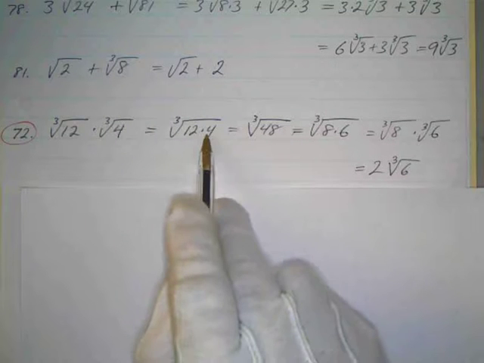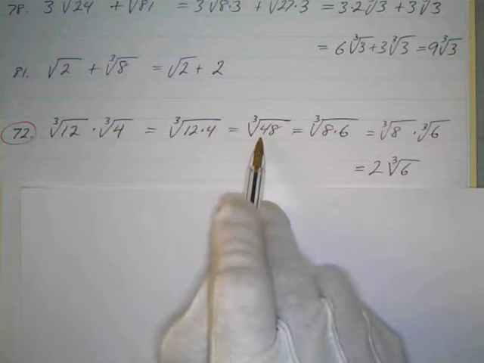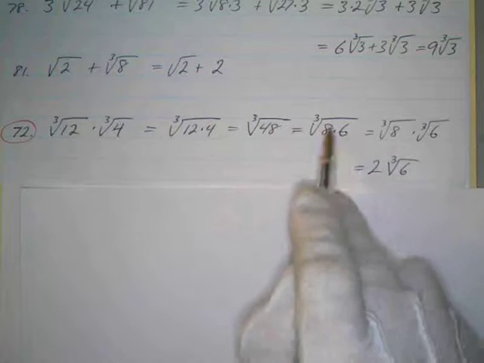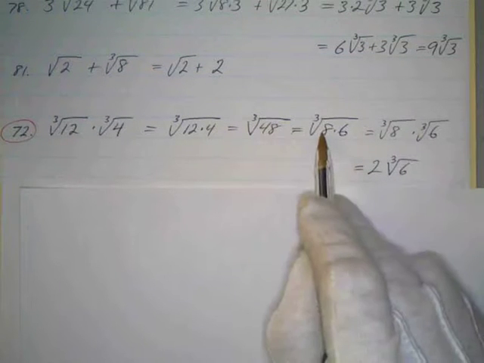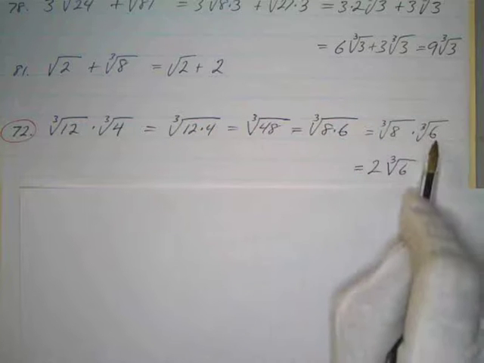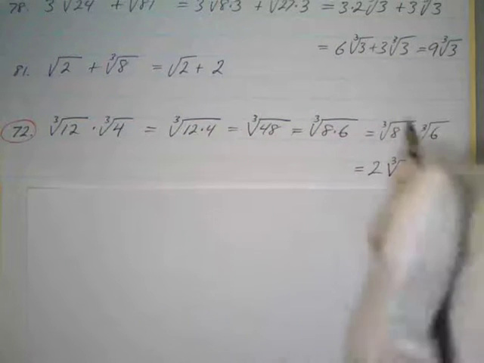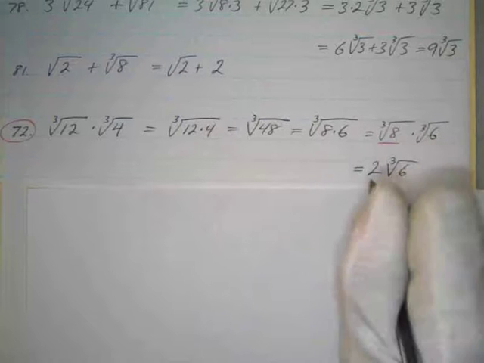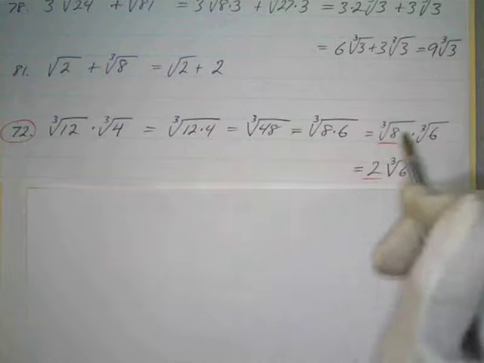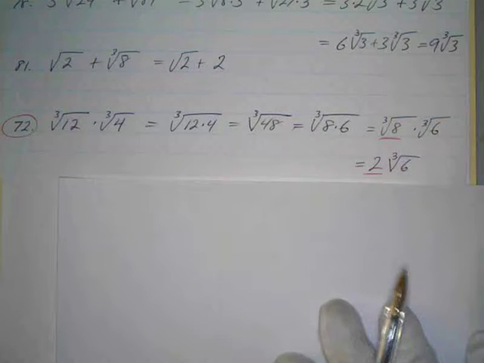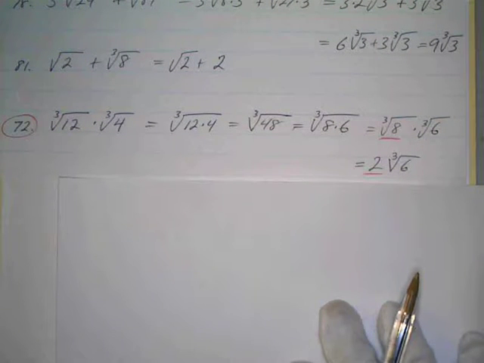So what's 12 times 4? 48. And then I can break 48 into 8 and 6. And this time I did break it up. This is the same thing as the cube root of 8 times the cube root of 6. Why did I pick 8? Because I know 8 is a perfect cube. What's the cube root of 8? 2. So that simplifies to be 2. And I got 2 times the cube root of 6. So if that makes sense. So that was 72. Okay.